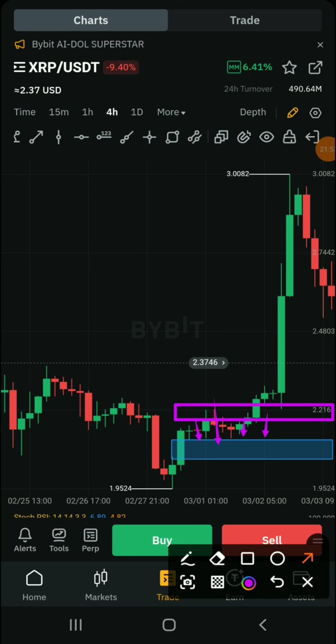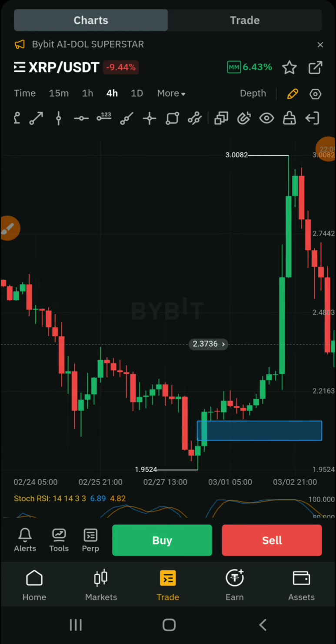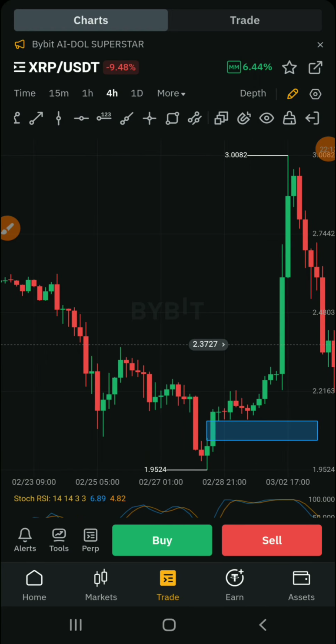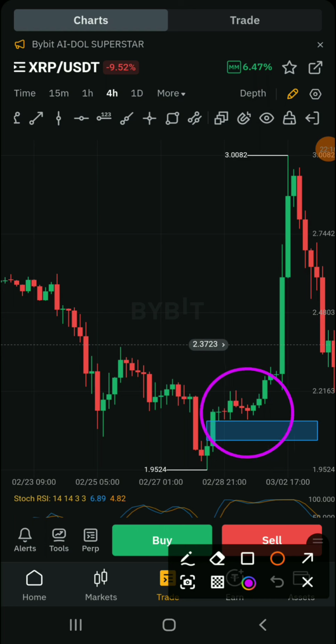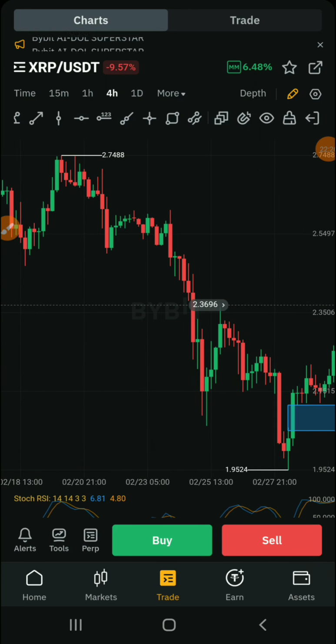And the third rule is that a break of structure or a change of character must occur. Now let's see if there's really a break of structure or change of character that occurred after this order block right here has been spotted, because an order block must lead to a break of structure or change of character. Now let's zoom it out a bit to see if it actually changed structure or changed character.